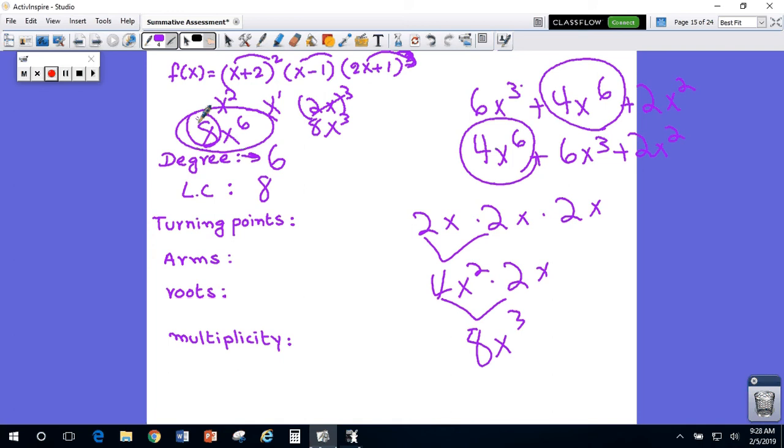Now, roots, what do roots mean? Where it's touching or going through the what? X-axis, okay? Multiplicity, what does that mean? When it bounces off. When it bounces off the what axis? Good job.